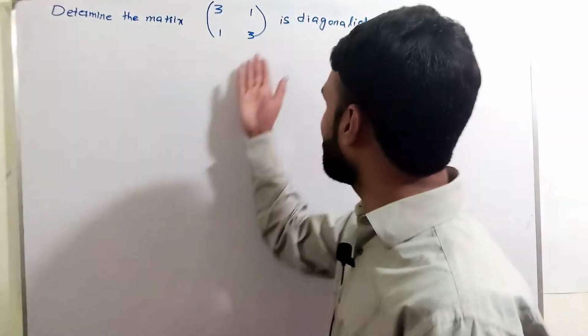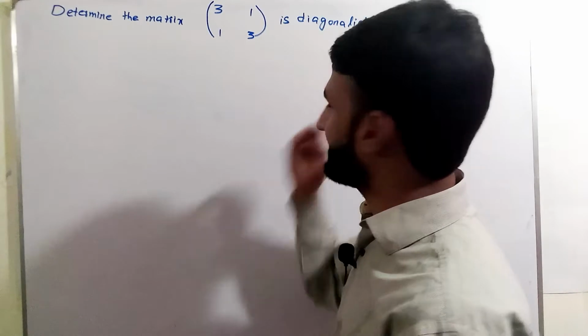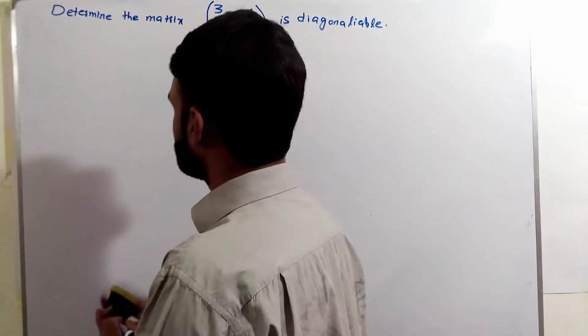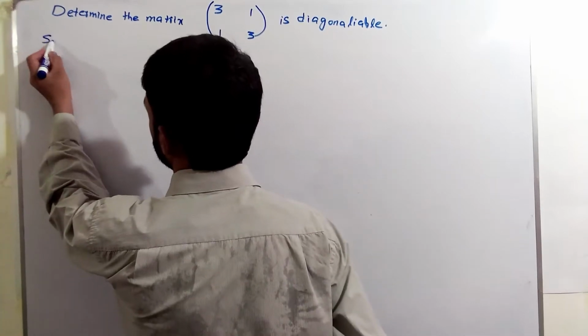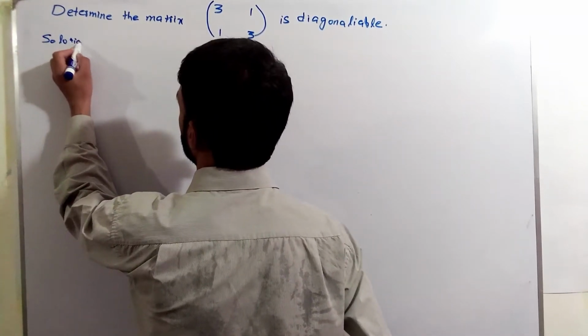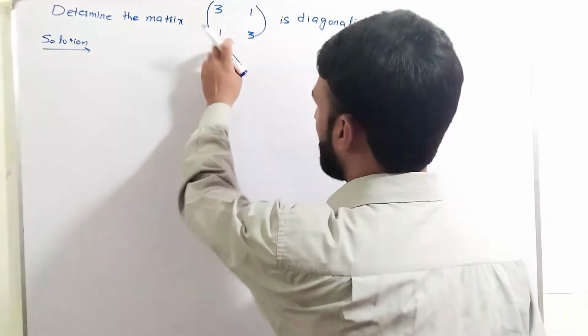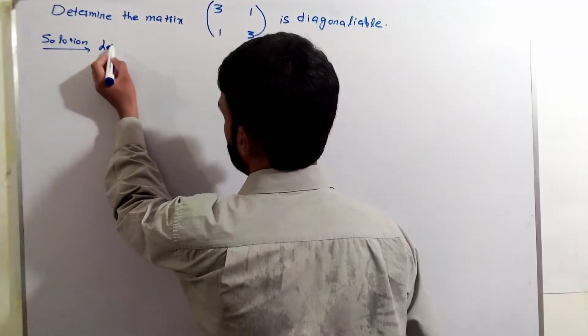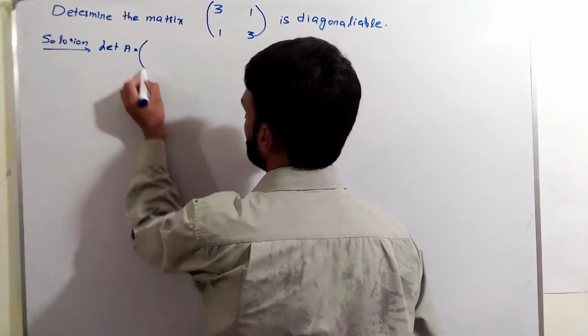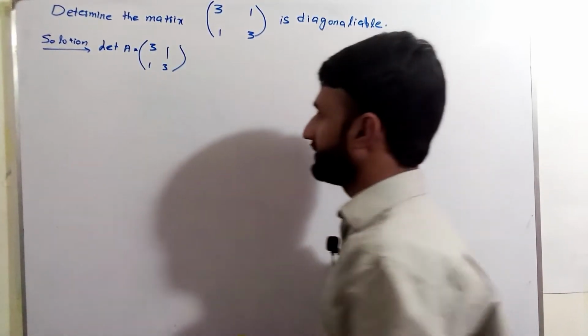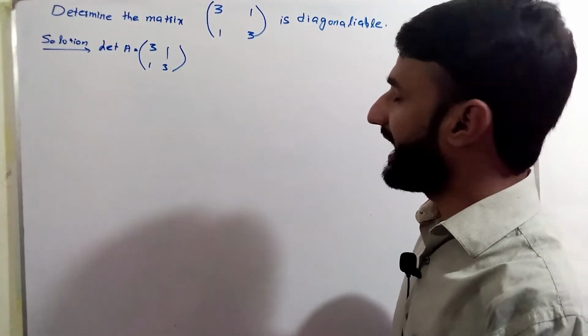For example, we have an example: determine whether the matrix is diagonalizable or not. So, solution. First we find the eigenvalues of this matrix. Let A be equal to [3, 1; 1, 3], right? So this is the matrix. First we find the eigenvalues.